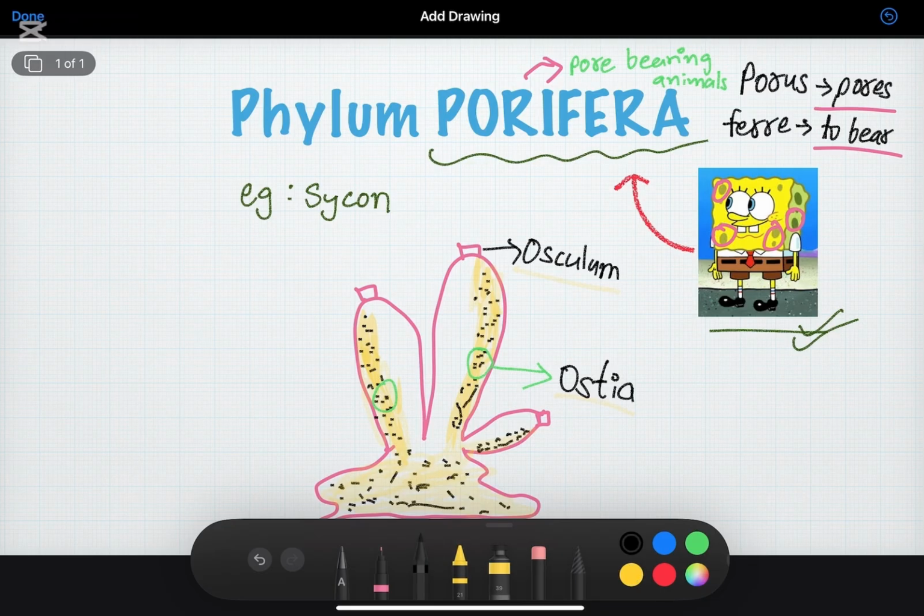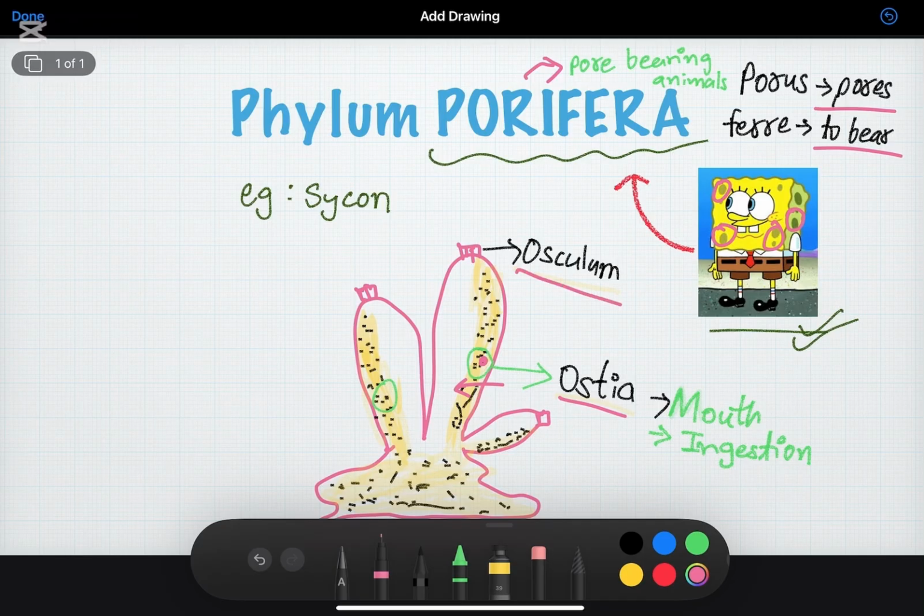Now let's understand their function. Why are they present over there? Ostia is a kind of mouth. It is responsible for ingestion. That means the water, the food and the oxygen all go inside the Porifera through these little pores that are ostia. Now this larger pore at the top is the osculum.